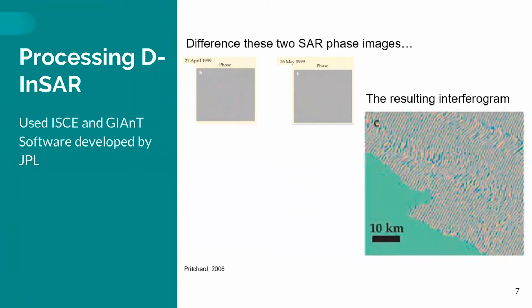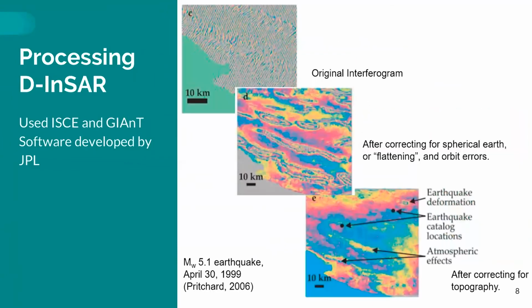So there's extra processing that goes on. You need to correct for spherical Earth, and you can remove atmospheric and topographical effects. Half of my research is looking at this step here, where we're looking at the removal of topographic effects. And we'll get back to that. So these are some of the basics for InSAR.